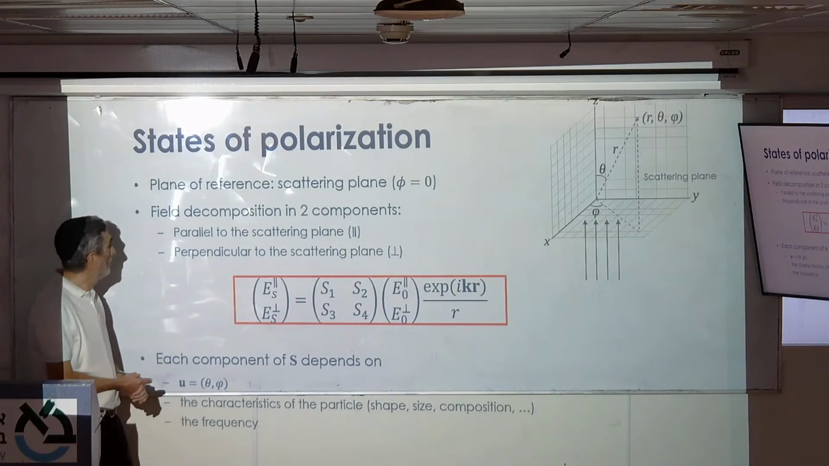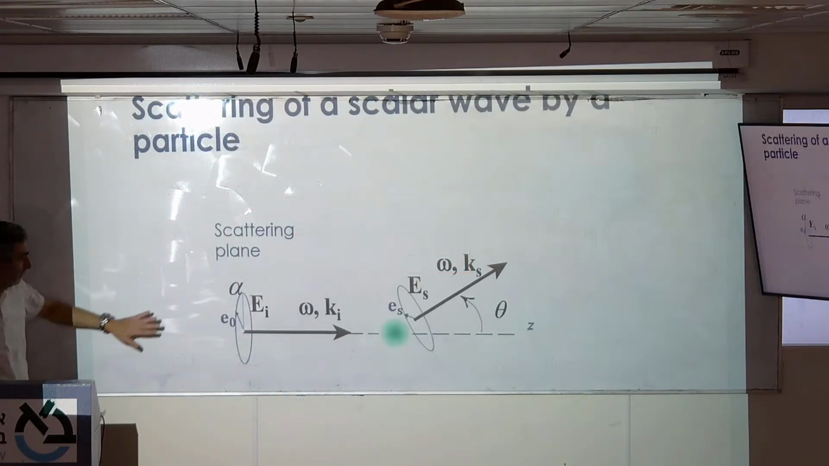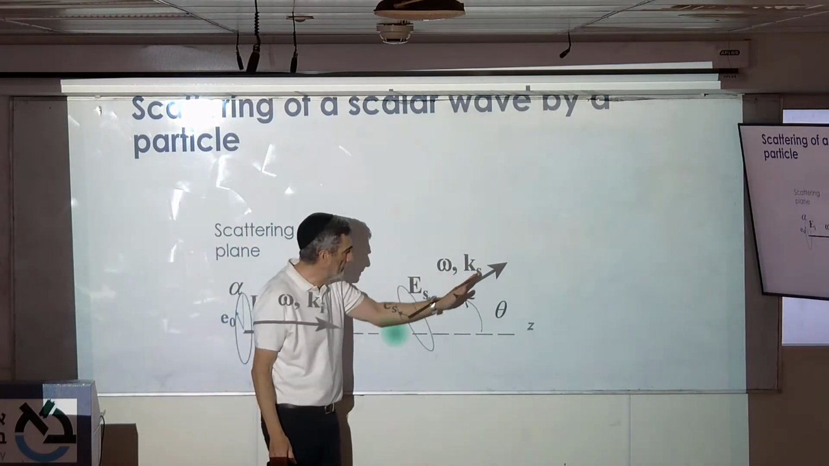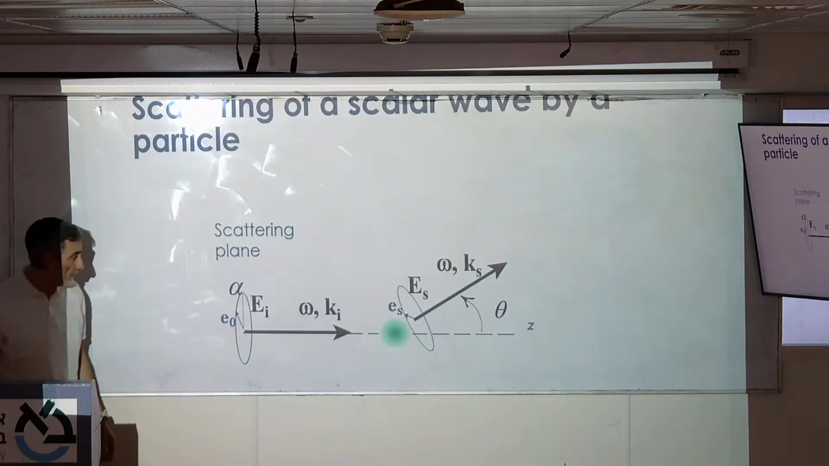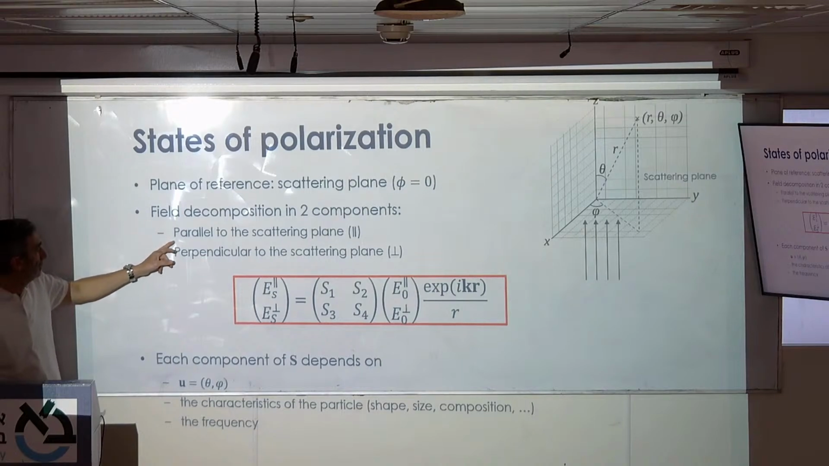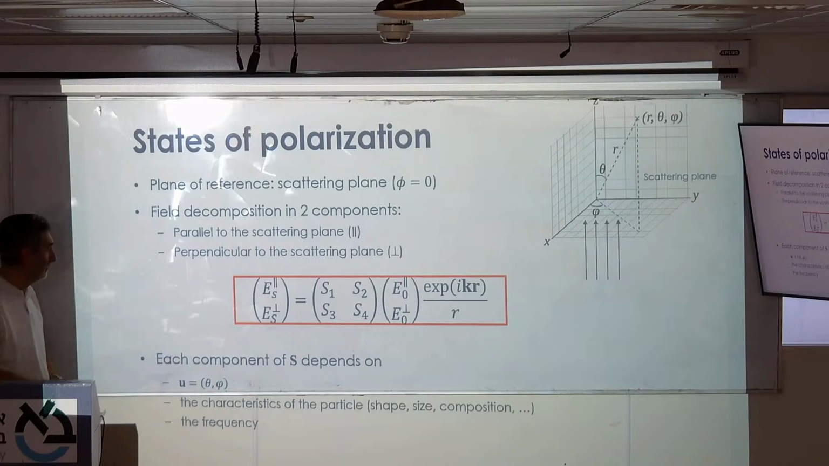So let's define a basis for the polarization. Okay. So the plane of reference will be the scattering plane. So this is typically the plane of the board here. Okay. So we look at the wave coming and being scattered in the theta direction here. So in that plane, you can decompose the field in two components. The one which is parallel to the scattering plane, so on the board, parallel to the board, and perpendicular to the scattering plane, so E parallel and E perpendicular here.